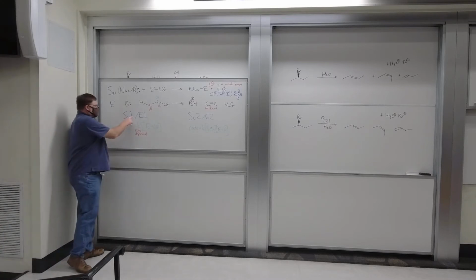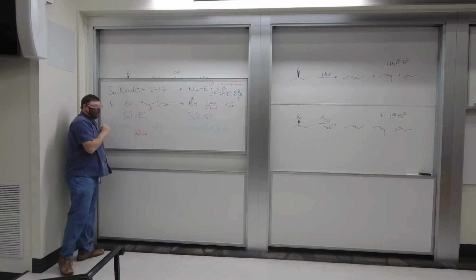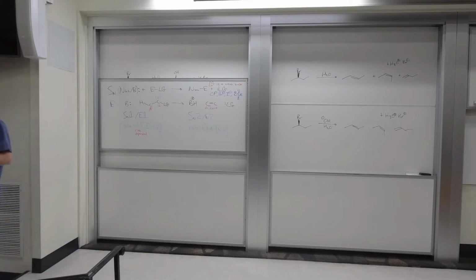Okay, so in SN1 and E1, that is nucleophilic substitution or elimination unimolecular, the rate law only depends on the electrophile, or the compound that's got the leaving group. That's where the 1 comes from. The 1 comes from the fact that there's only 1 molecule in the rate law.